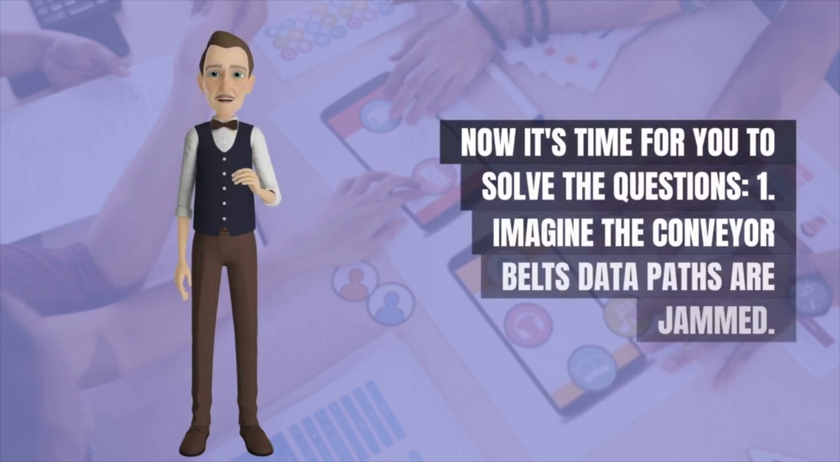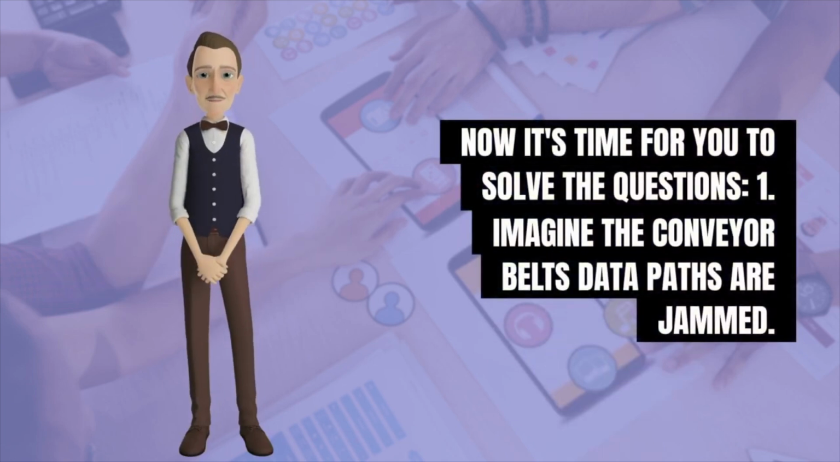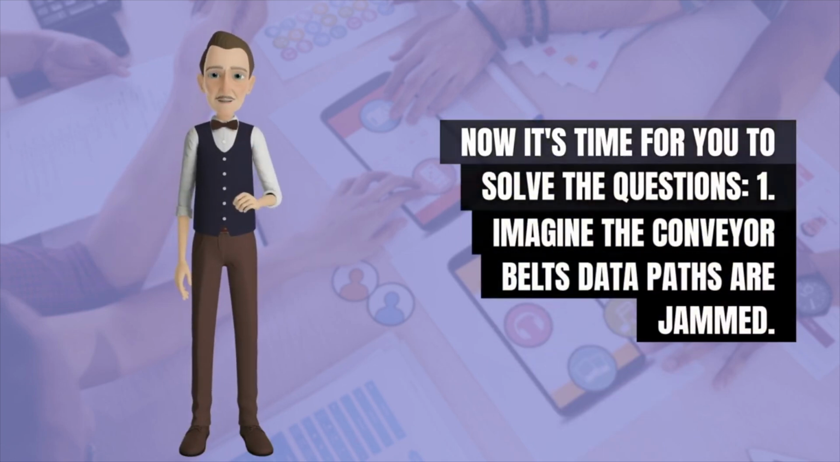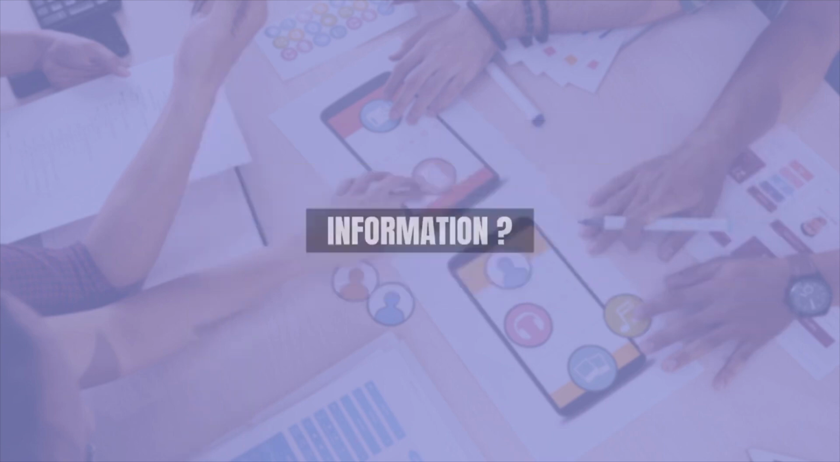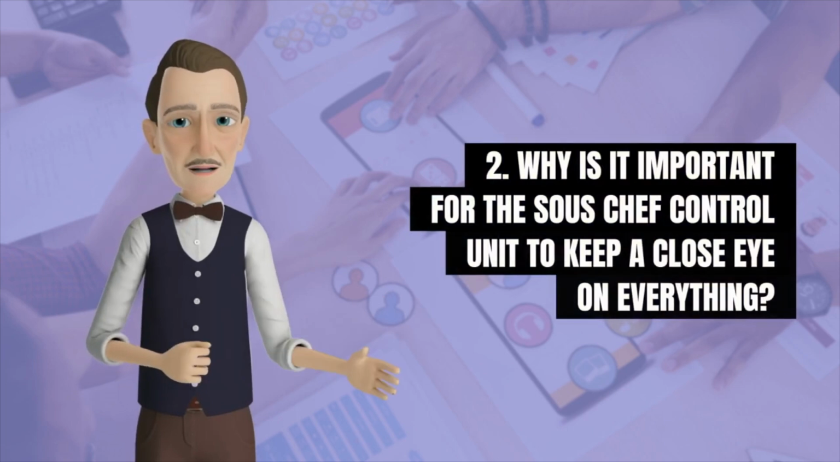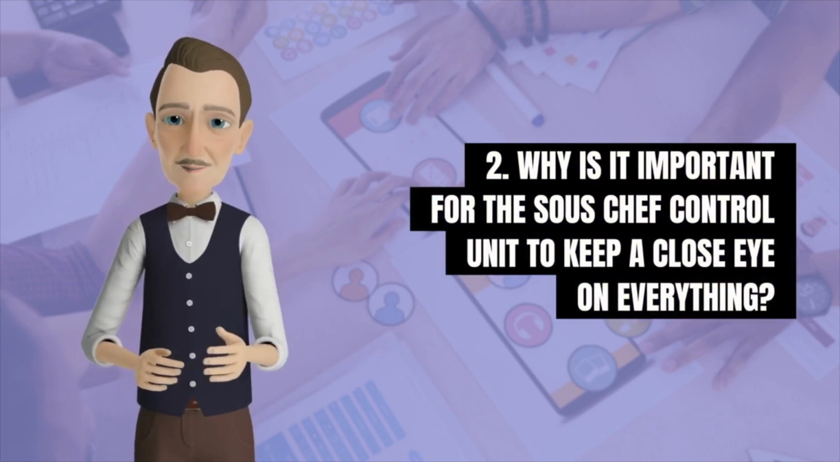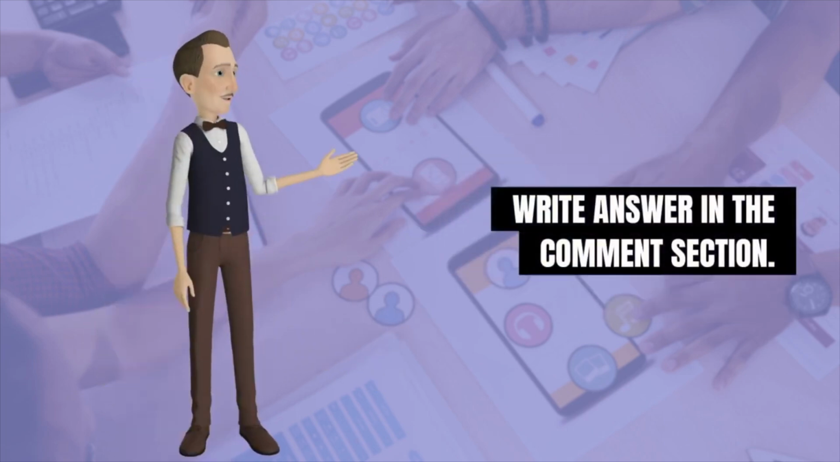Now it's time for you to solve the questions. 1. Imagine the conveyor belt's (data paths) are jammed. How might this affect the final cake (processed information)? 2. Why is it important for the sous chef (control unit) to keep a close eye on everything? Write answer in the comments section.